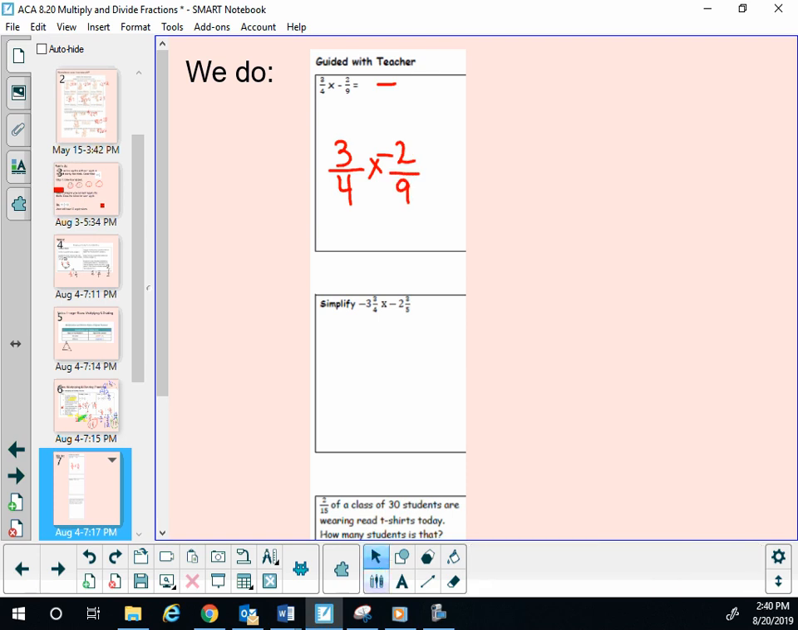I'm going to try to cross simplify. So I'm looking at the numbers that are across from one another. For example, my highlighter won't come on, but I'm looking at the 3 and the 9. Can 3 and 9 be simplified? So I'm looking at these two. What can I simplify 3 and 9 by? By 3.